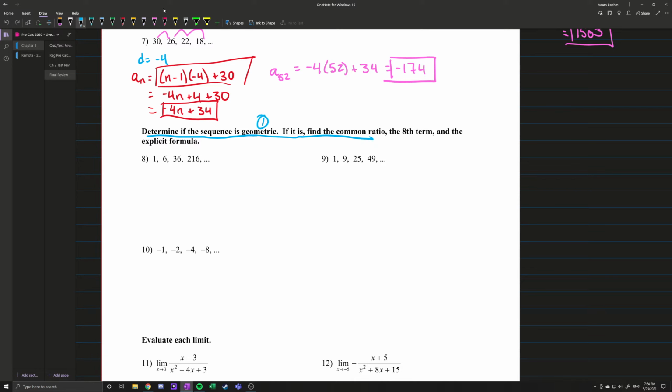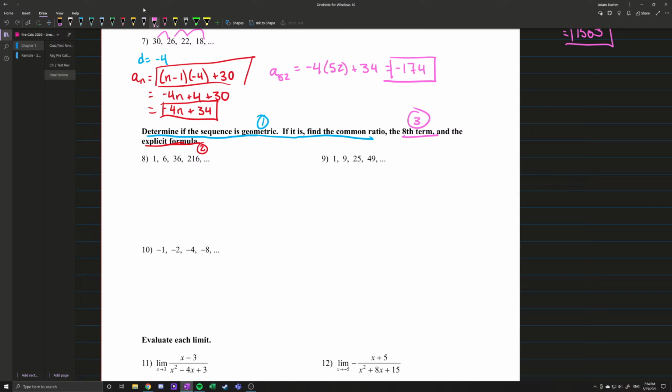This is like part 1. Then we need to find the 8th term. Actually, it's going to be part 3. Find the explicit formula. I'd like to do that first. It doesn't really matter. I just like to have an equation before I find a specific term. Right, so that's how I'm going to treat it.